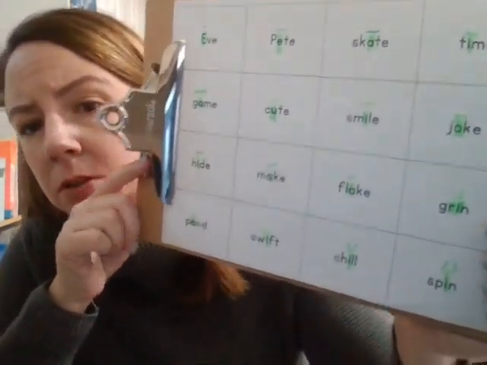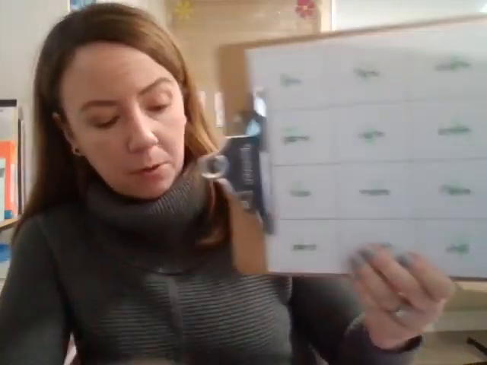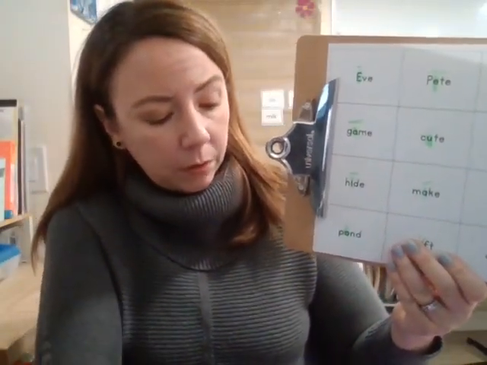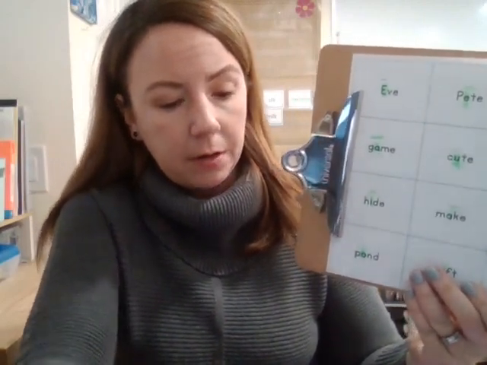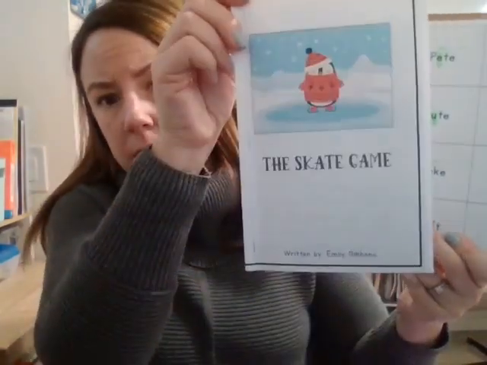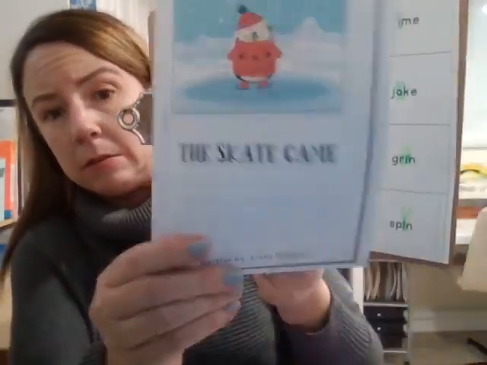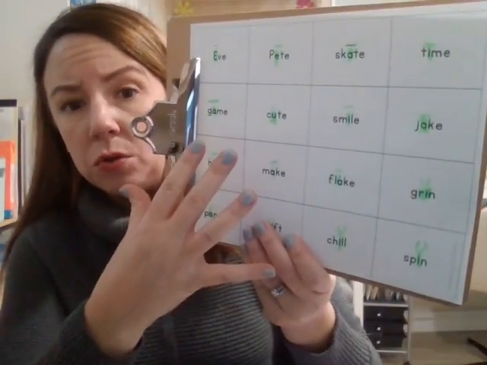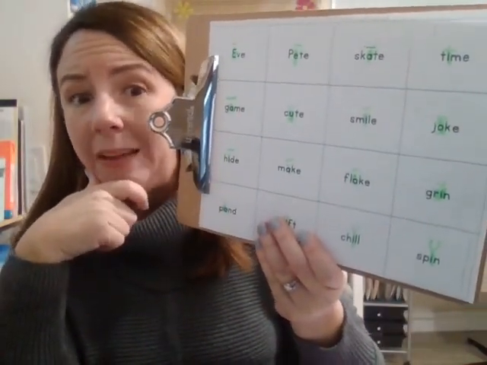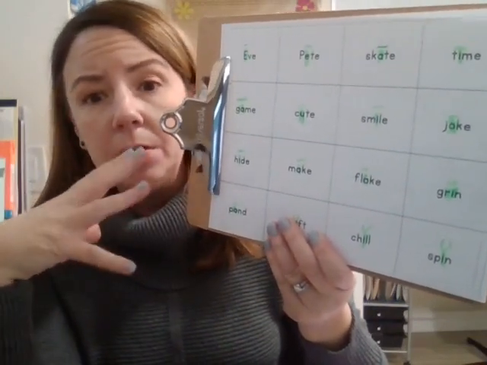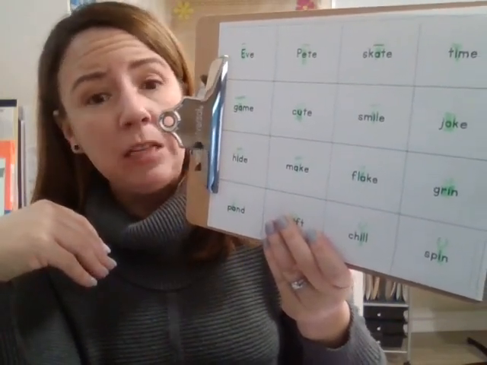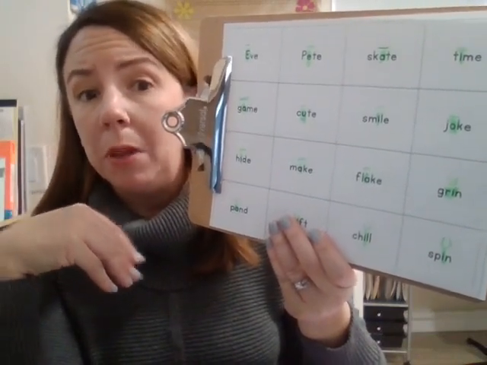So I have a word list here and it looks pretty simple, to be honest. Let me just move myself over a little bit. Okay, so we can see. This word list comes from one of the decodable readers that I had written called Skate Game. Before we read Skate Game, I wanted to go over some of the words that would appear in the decodable reader. And this is a review of VCE words, and there were some words also with blends.